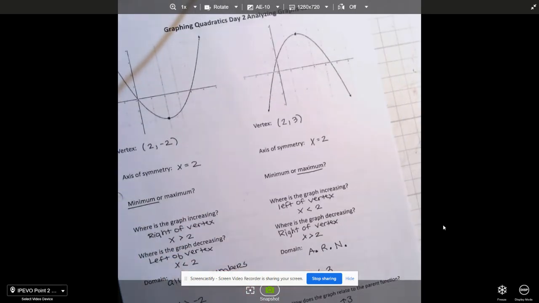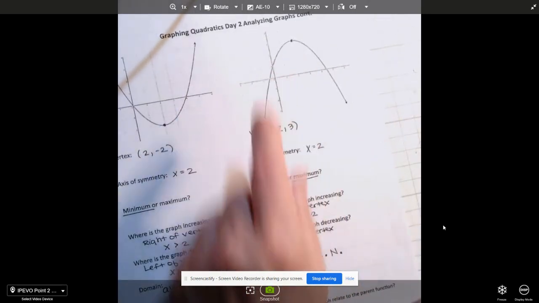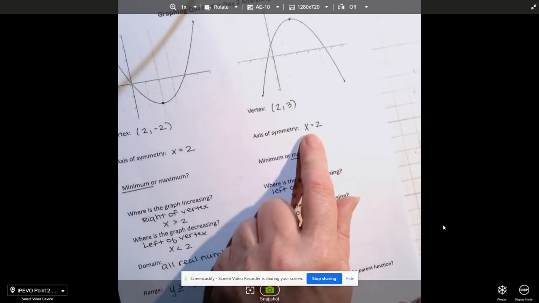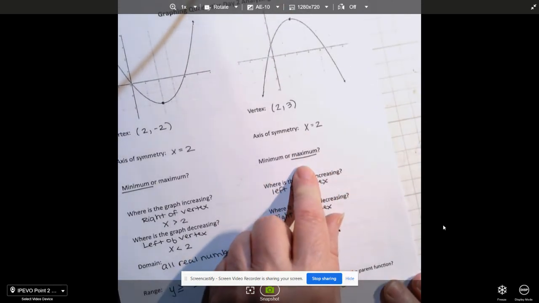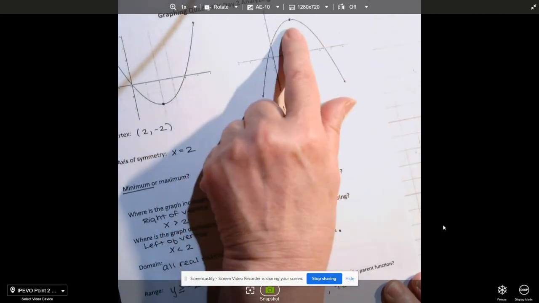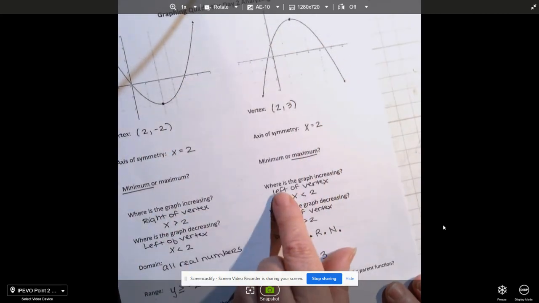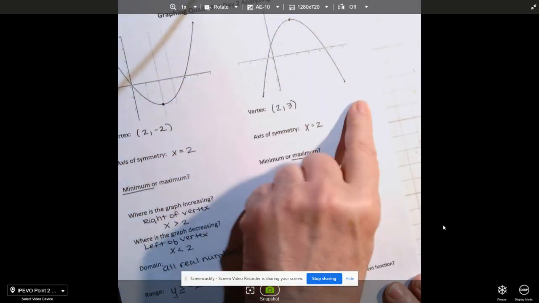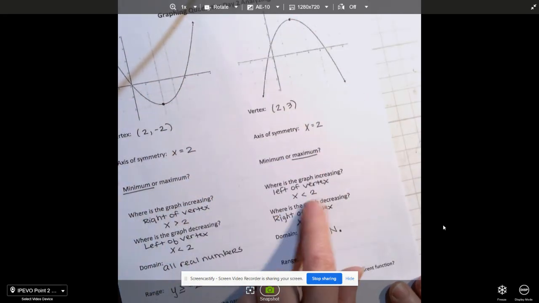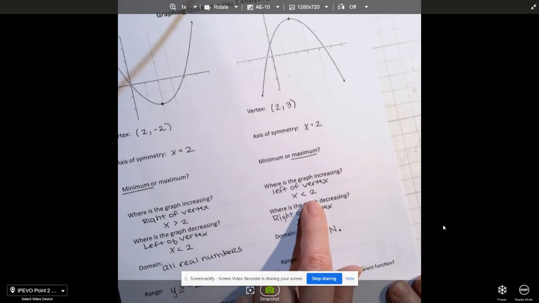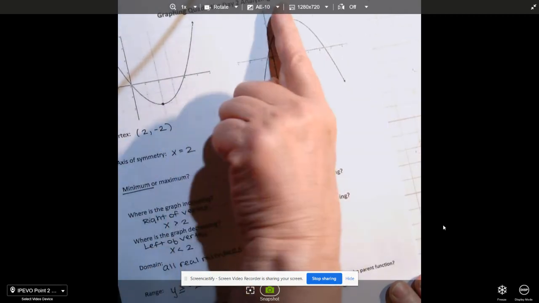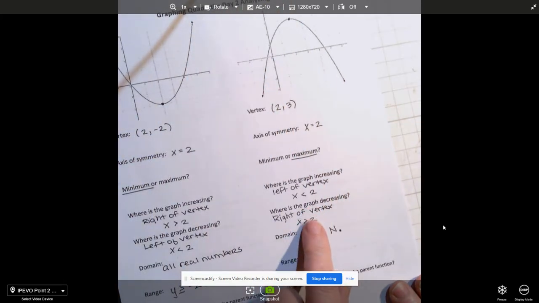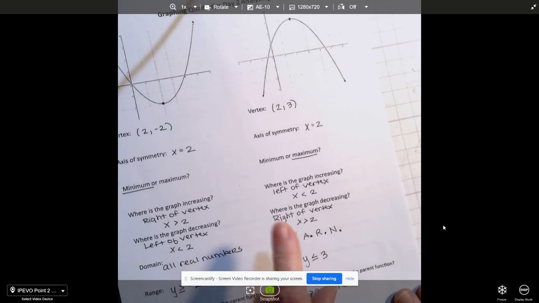And same thing on this one here. Now the vertex is at (2, 3). The axis of symmetry, again, this is still your middle. This is x equals 2. Now my vertex is a maximum because this is the highest point of my graph. If I get on my roller coaster, I'm increasing on the left and decreasing on the right. So to the left of my vertex, where x is less than 2, I'm going to be increasing. To the right is where I'm decreasing.